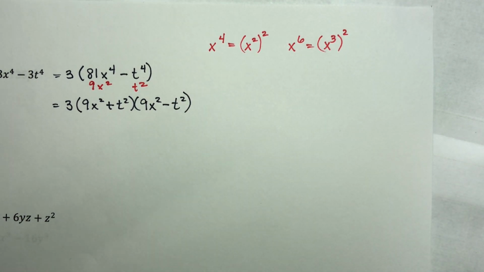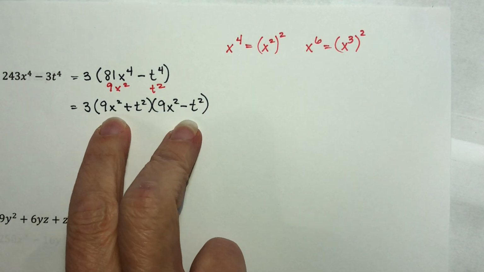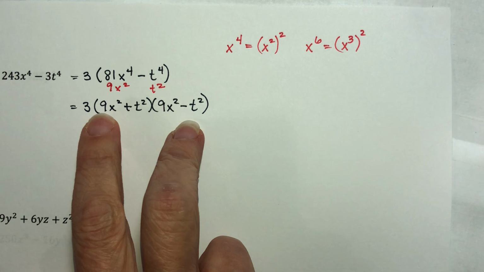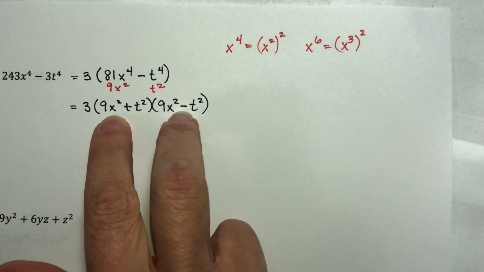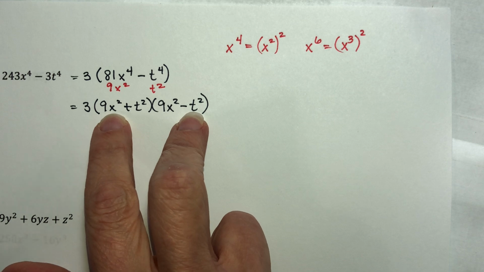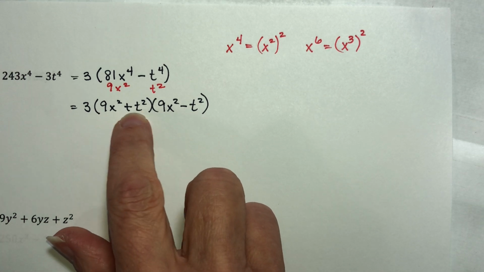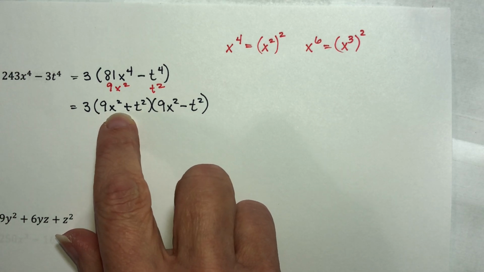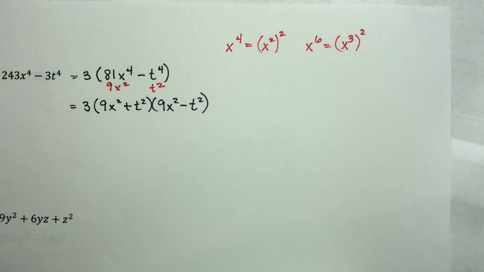Okay, our directions are always to factor completely. We factored out a 3, and now we need to check to see if these factor any further. I do not have a GCF in either one, which is good. But I still have powers in here, which means I really need to check to see if it factors further. It might not. Okay? Well, look right here. I have two terms. Do I have a plus sign in the middle?